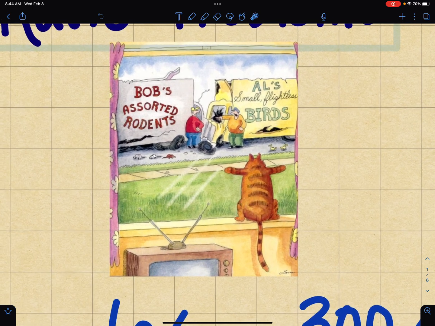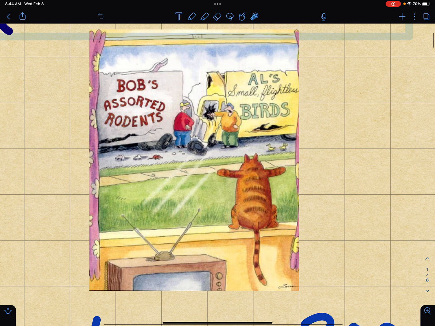So let's start with this cartoon. The poor cat is inside with the window between him and his dream as a cat, right? There's rodents, and I like how it says small flightless birds. Oh my gosh.